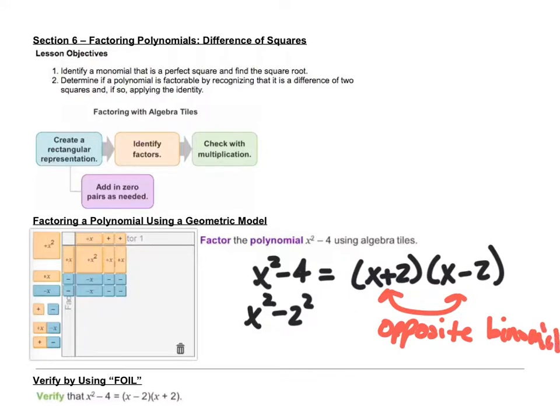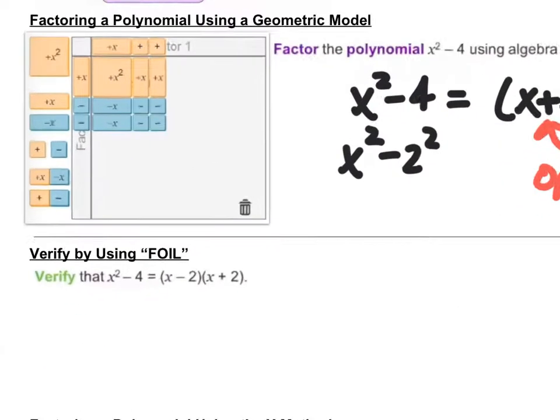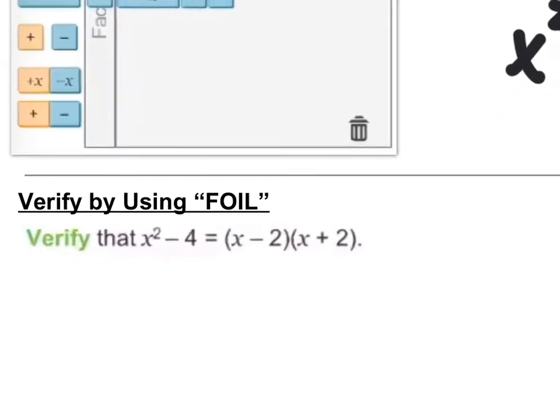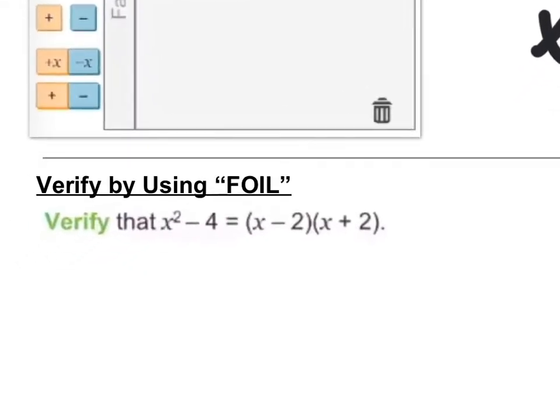And you're probably wondering, okay, well, how does this work? Why do we not have that x term in the middle? And so if we wanted to verify why this works, verify that this is the factored form of this polynomial, then we would use the FOIL method. That means we're going to take the first, which means we're going to take x times x, which gives us x squared.